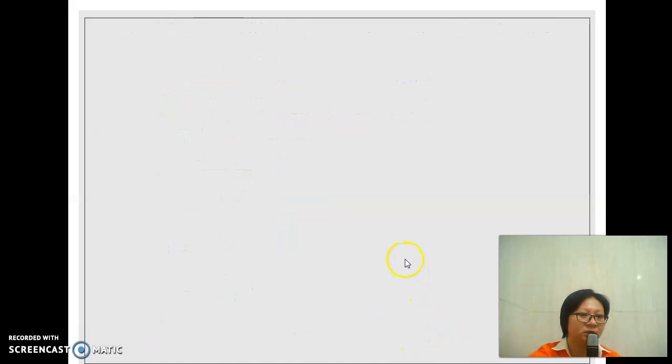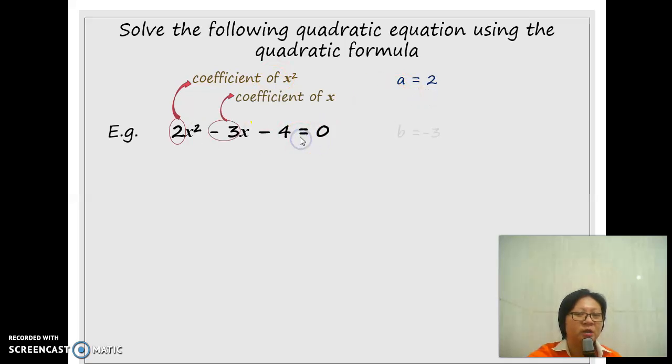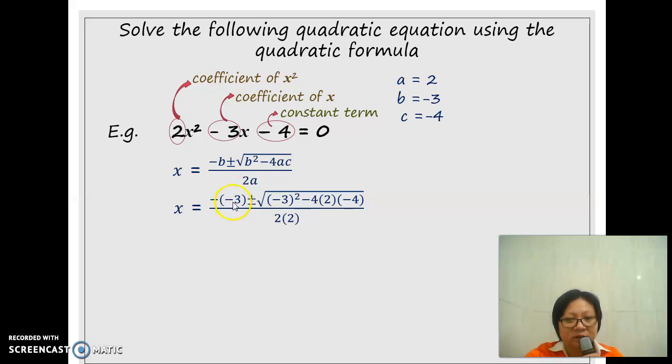Next example. In the next example, not all values are positive. So, for example, a is 2, b is negative 3, c is negative 4. So, I'm going to use the quadratic formula. Negative b. There is a negative sign here, and b is negative. So negative meets negative becomes positive. And I'm using brackets here.